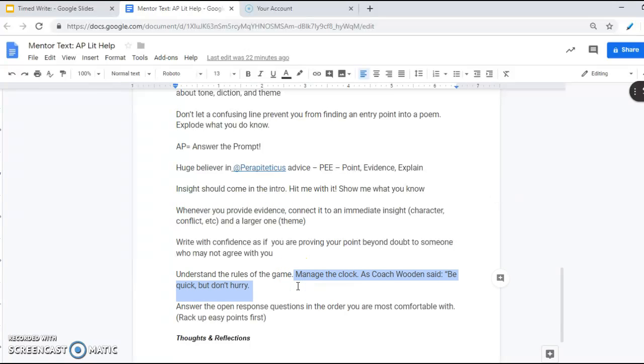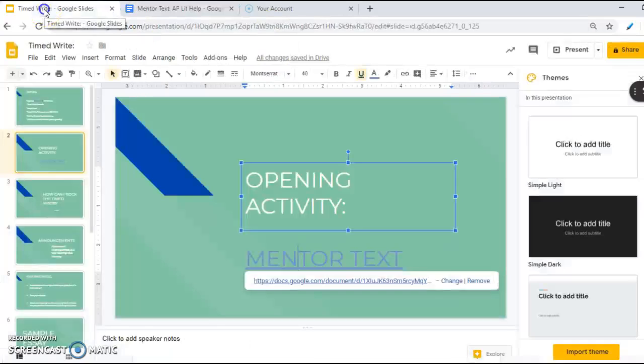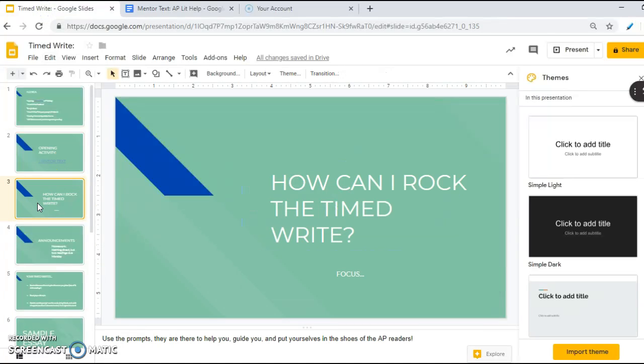When kids get freaked out about the time, then they start to rush, and that rushing relates to some issues with organization and insight. So you do have to be quick, but don't hurry, because that's going to ruin things. Moving on, today is how you can rock the timed write. You're going to have 3 different prompts, and you will pick one and write it, and that will be what I grade. You get to pick poetry, prose, or question 3.